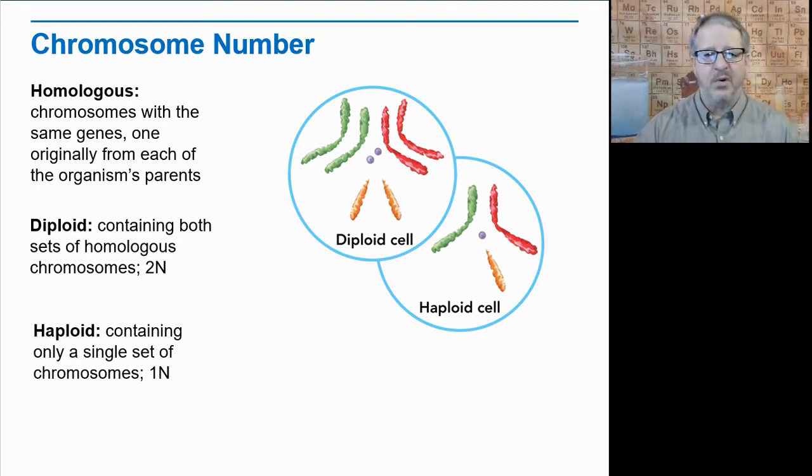Now, the example we see here on screen is actually from a fruit fly, and the fruit fly's body cells are what we call diploid, and the gametes are called haploid. Okay, so the somatic body cells are diploid and the gametes are haploid. Now, we can also designate them by a code, if you will. The reason we use the letter N is because it's the number of chromosomes for that particular organism.